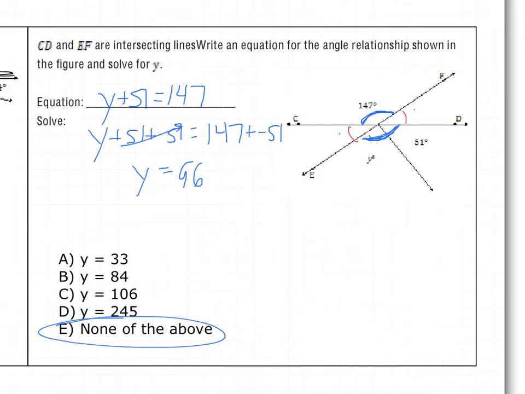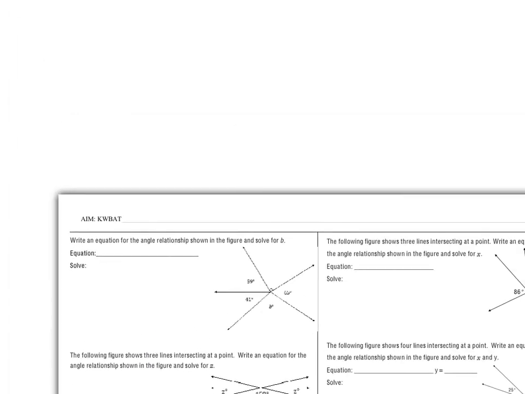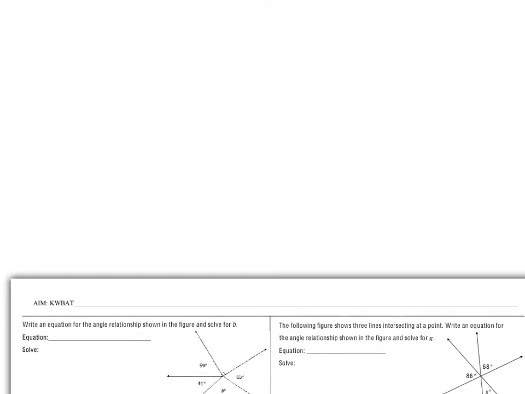Okay, so again, we're going to look at a couple more problems today. I'm going to go in and out of me showing you how to do a problem and you having some practice, and so on and so forth. As a result, today's aim is pretty much the same as yesterday's aim, which is Kipsters will be able to write and solve equations with angle relationships.